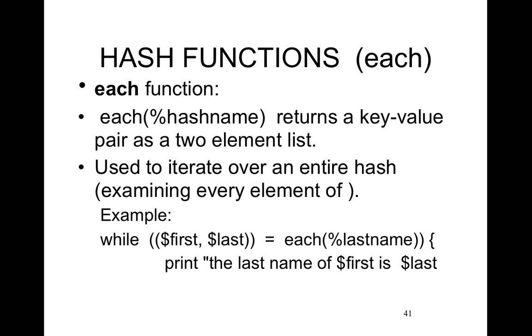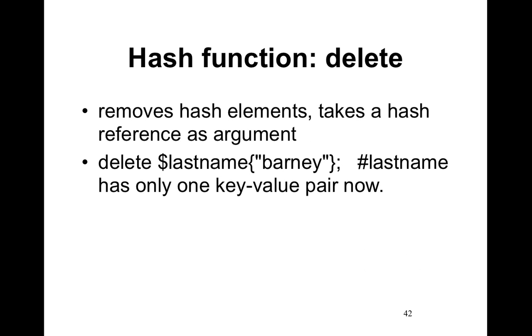Used to iterate over the entire hash, print out everything, examining each element. So for example, while first, comma, last, so a scalar first, comma, scalar last, equals each of the hash called last name, print out the last name of first is last. So we can take and put the key values out there in terms of first and last as their variable representations. Not bad. Why do you want to do that?